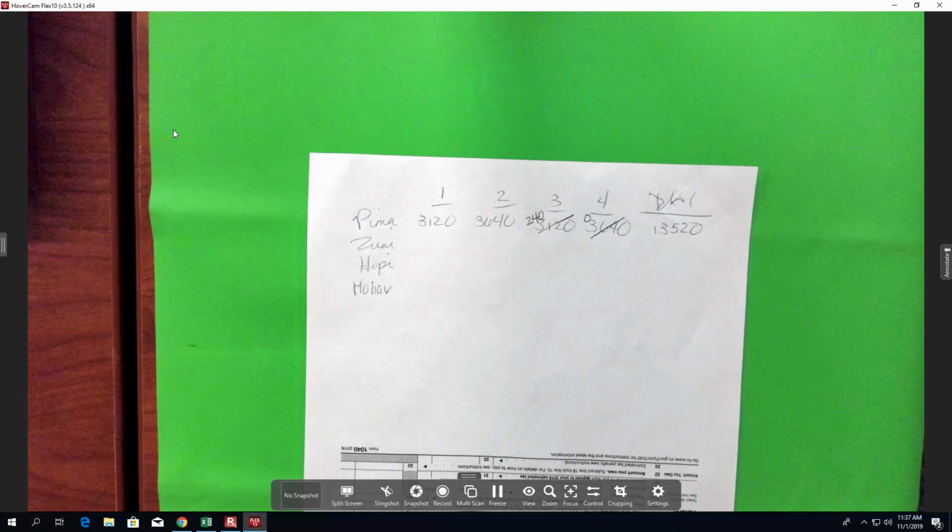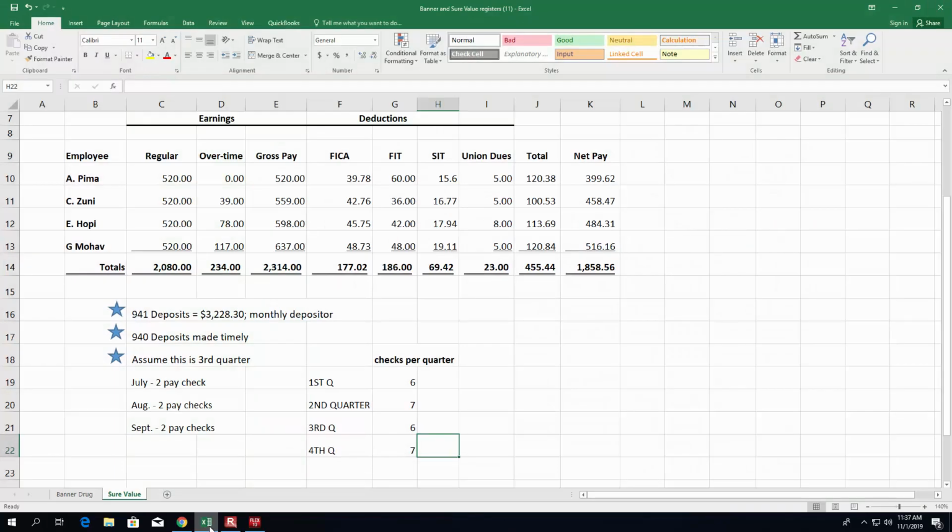Sure, of course. Yeah, and for those of you that are listening online, these registers are posted in the Chapter 5 unit. Yeah.